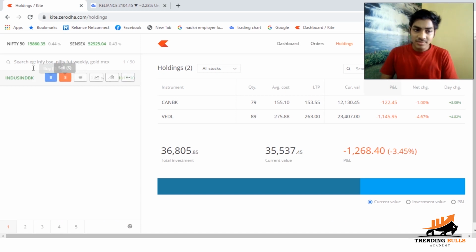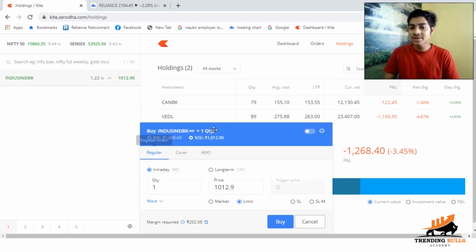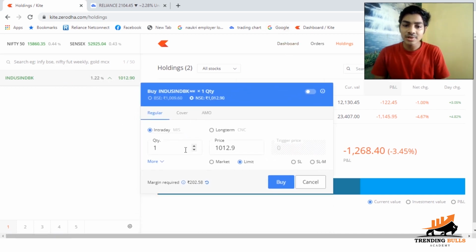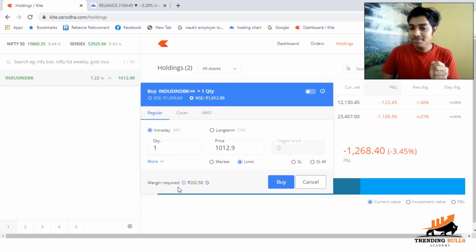So here, when I click on buy, you have to go to the intraday section. So under regular, okay, when you buy one share, let's say one quantity, you need this much amount. In simple words, you need the full amount. But when I click on intraday, can you see now the margin required is just 202 rupees, or say 200 rupees. So you might be wondering, will I get the shares worth 1012 at just 200 rupees? Then the answer is yes.